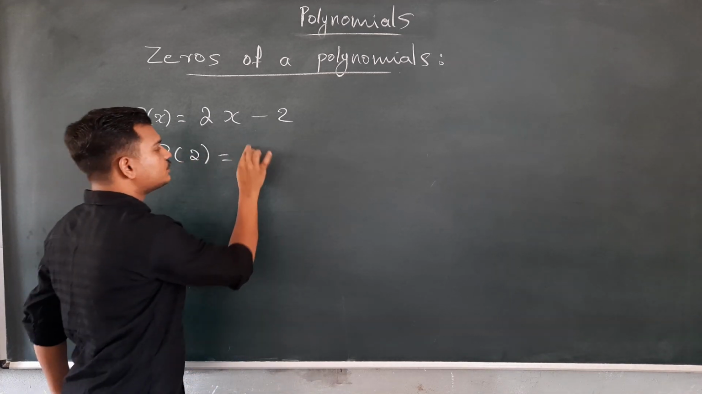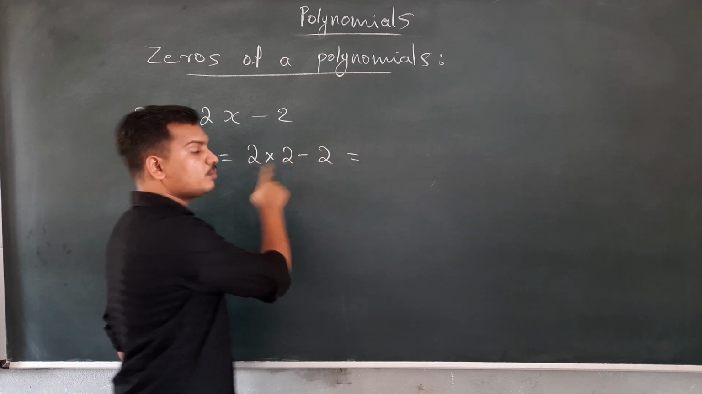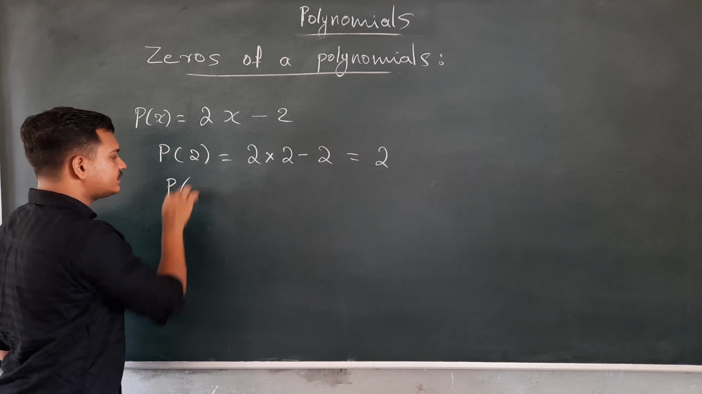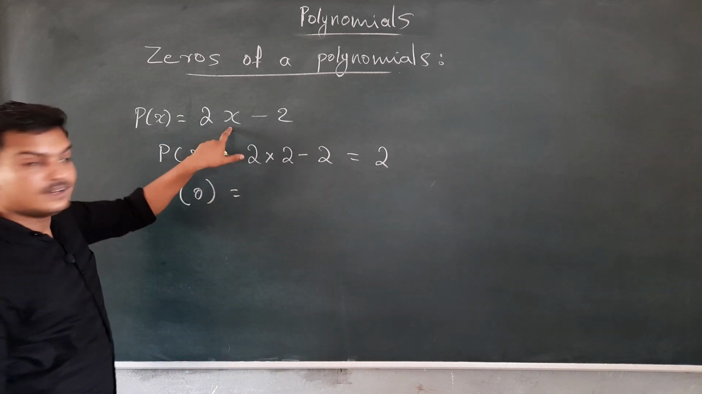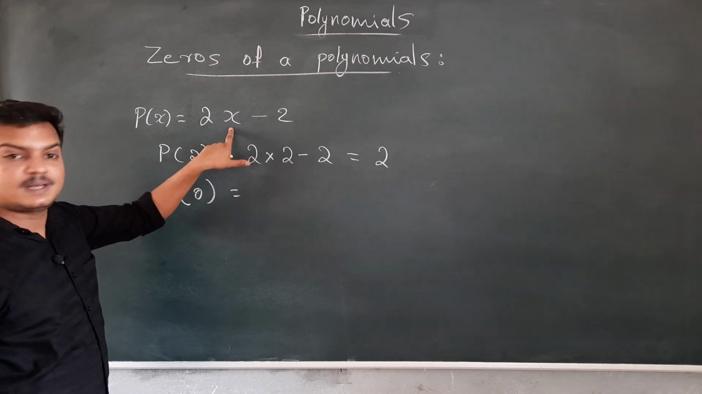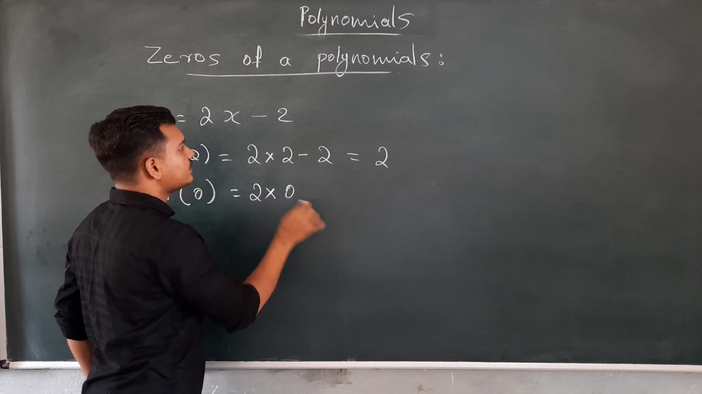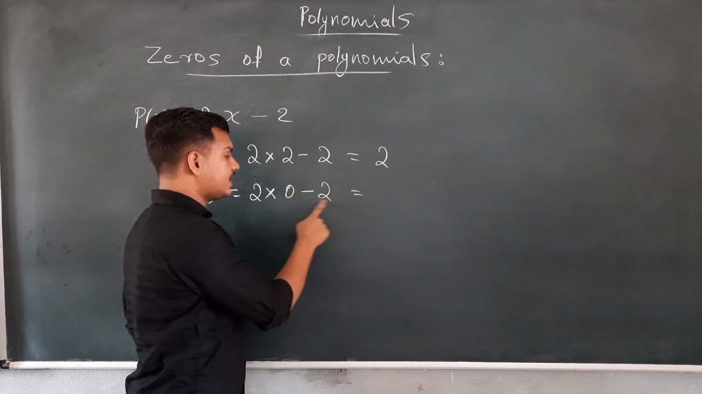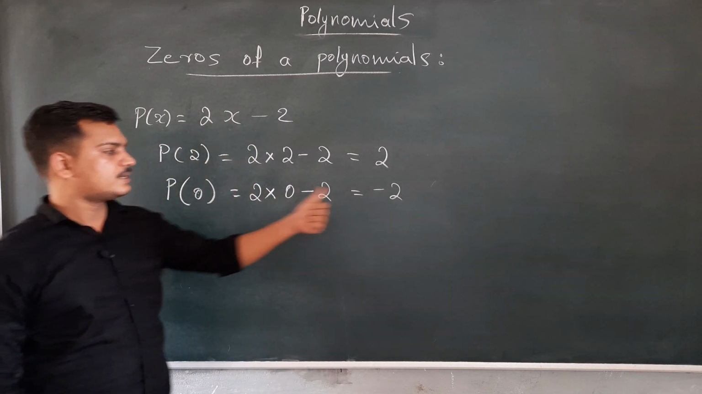Look at this. 2 into 2 minus 2, 4 minus 2, that is 2. Afterwards, let me put here 0. Then wherever you see x, there you can place 0. Then it becomes 2 times 0 minus 2, that is 0 minus 2, so you got p of 0 is equal to minus 2.